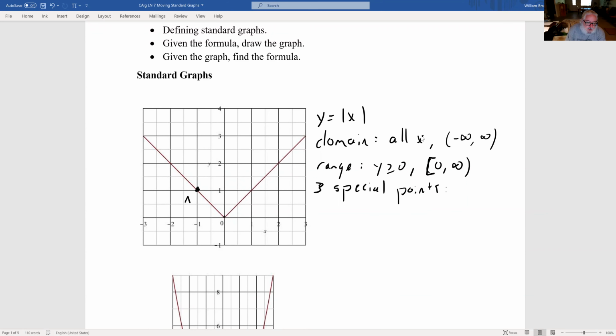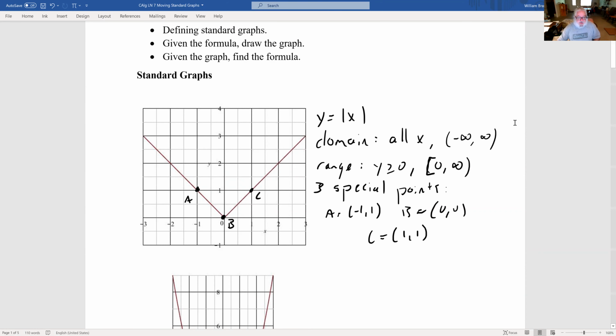This one, which we'll call A, this one, which we'll call B, and this one, which we'll call C. So A is -1, 1. B is the vertex, it's the point at the bottom, 0, 0, and then C is 1, 1. So those are 3 points that are on the graph.